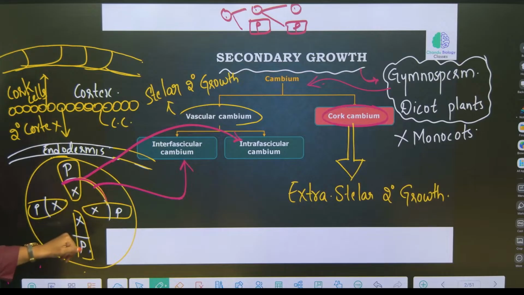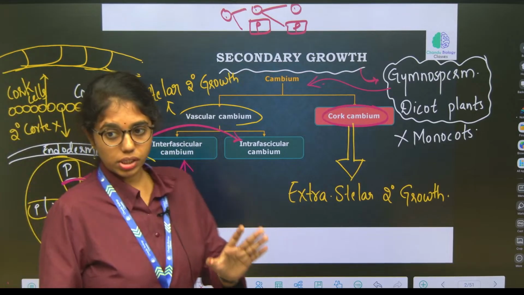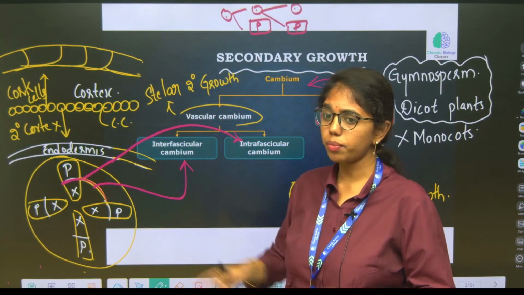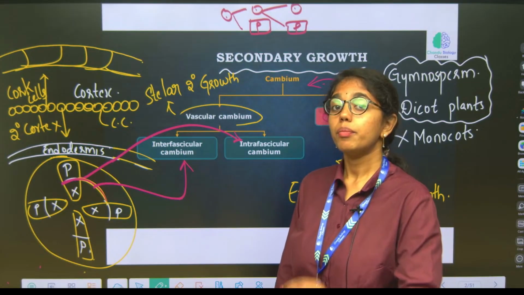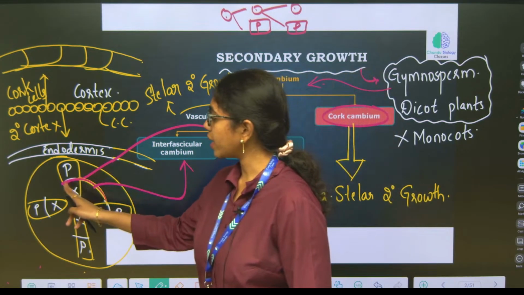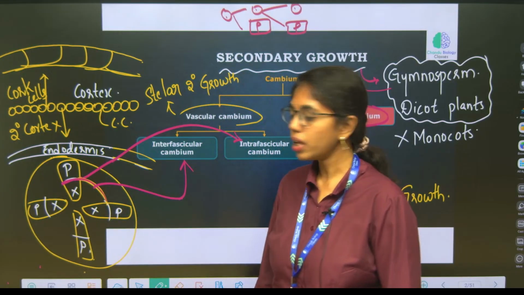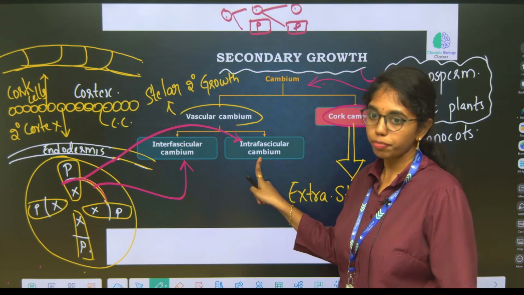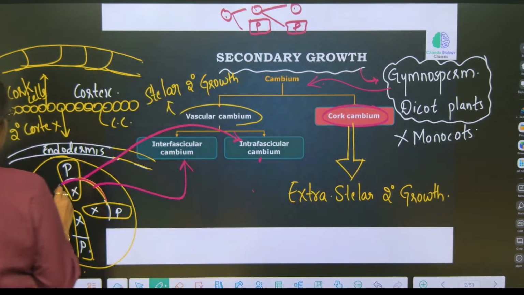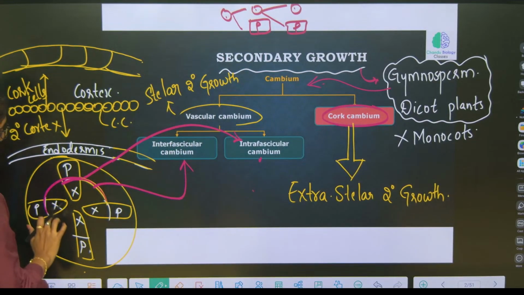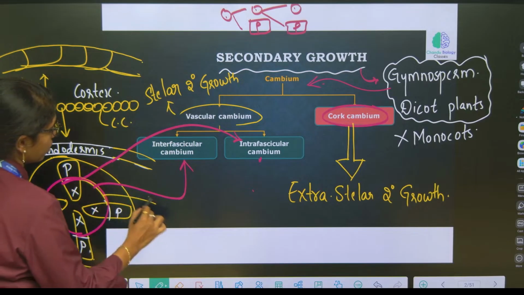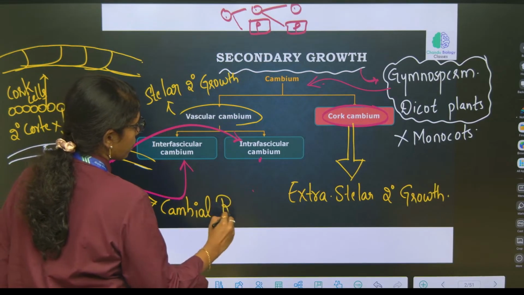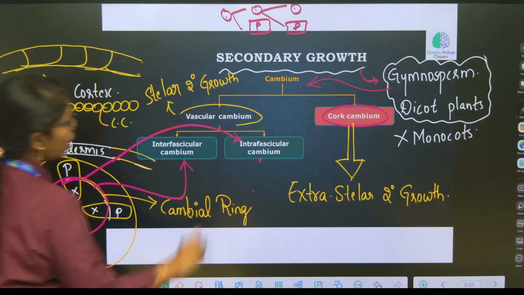This is interfascicular cambium. Based on the origin, intrafascicular cambium is from the beginning of the primary plant body, because it is an open type of vascular bundle, but functionally it gets activated in the later part of plant life. So, intrafascicular cambium and interfascicular cambium will form a cambial ring here. This will form a cambial ring.